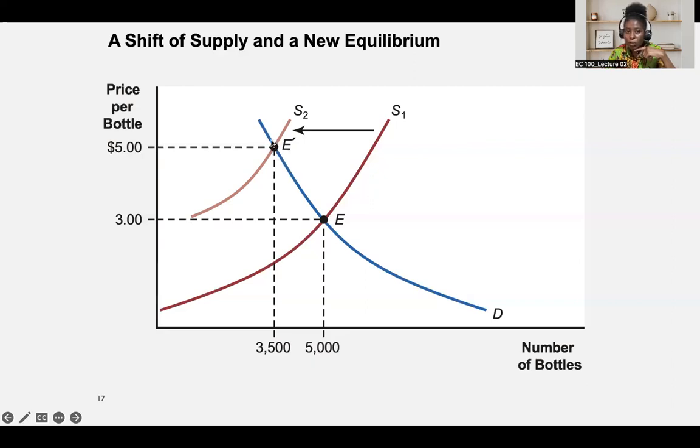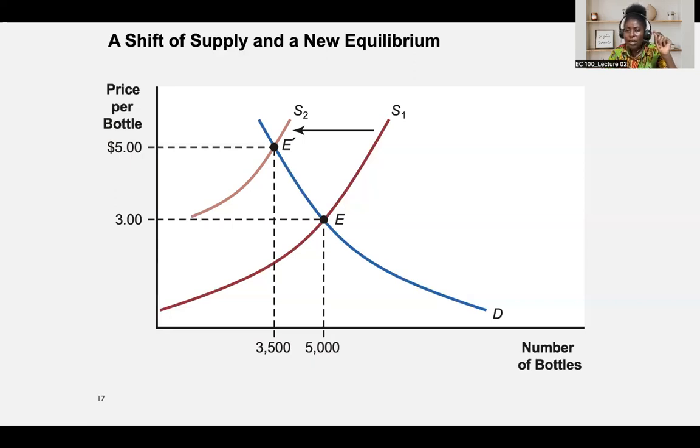This equilibrium level is on the new supply curve. The supply curve moved from here to here. Of course, the demand curve has not moved. So this is the newly attained equilibrium, where at a higher price, 3,500 units are being sold, and also 3,500 are being consumed.